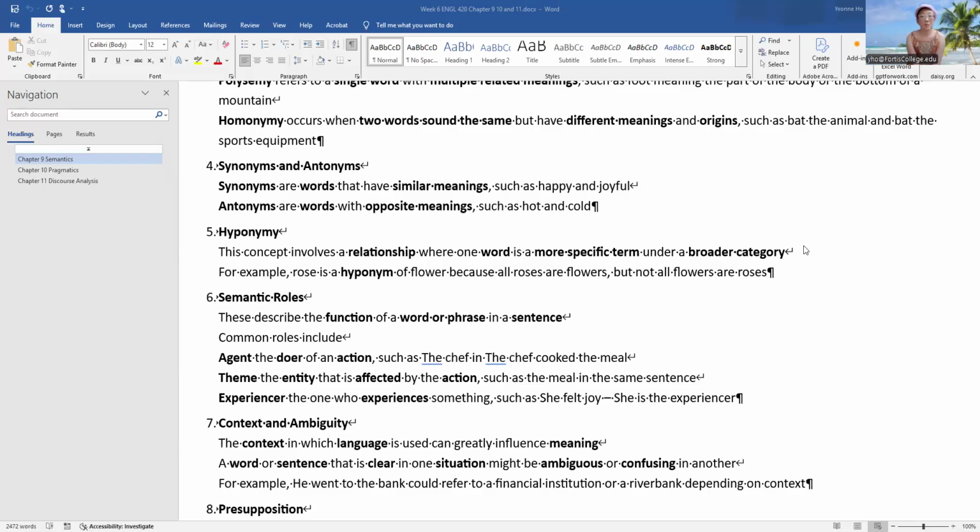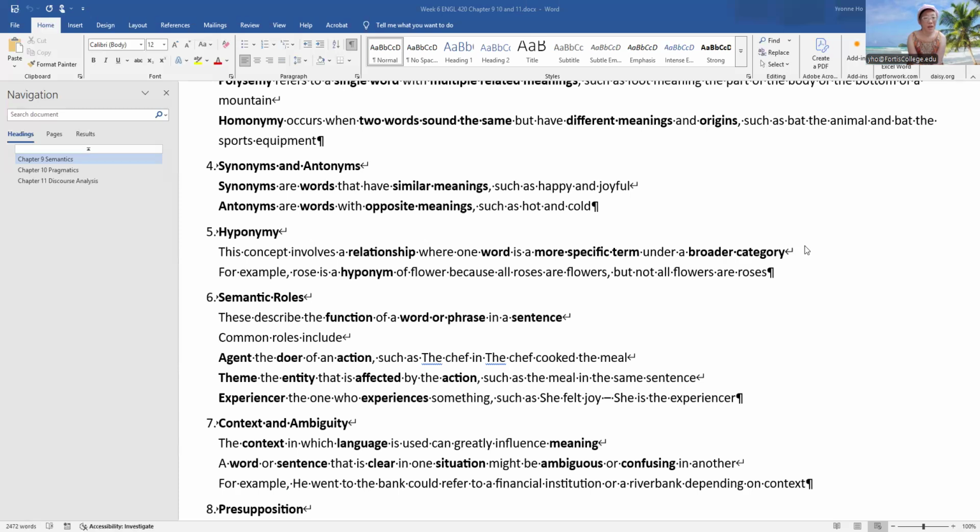And if you want to expand your vocabulary, you should buy a Roget's Thesaurus, because a Roget's Thesaurus is a dictionary of synonyms and antonyms. Okay, hyponymy. This concept involves a relationship where one word is a more specific term under a broader category. For example, rose is a hyponym of flower because all roses are flowers, but not all flowers are roses.